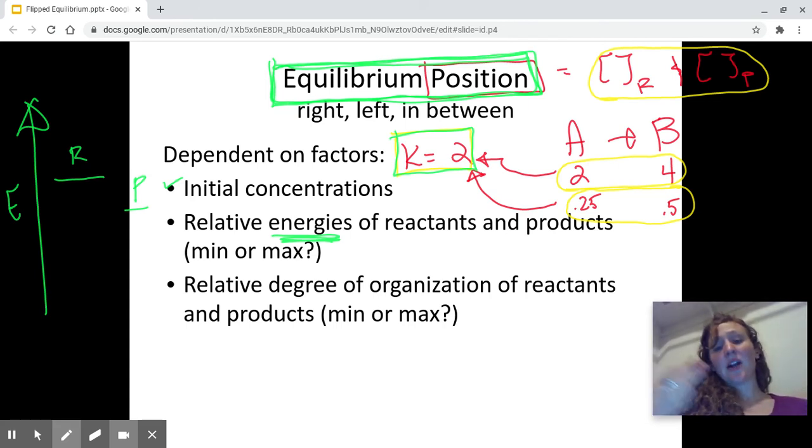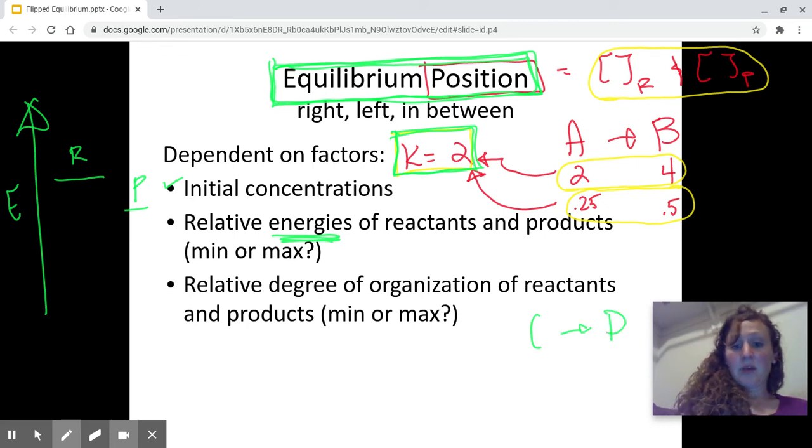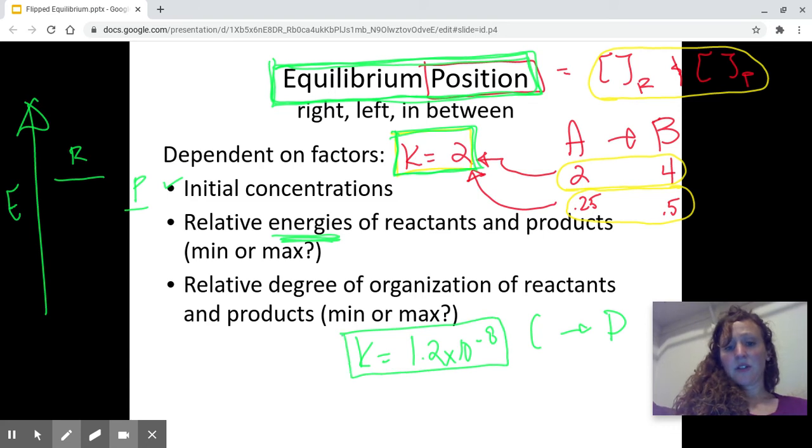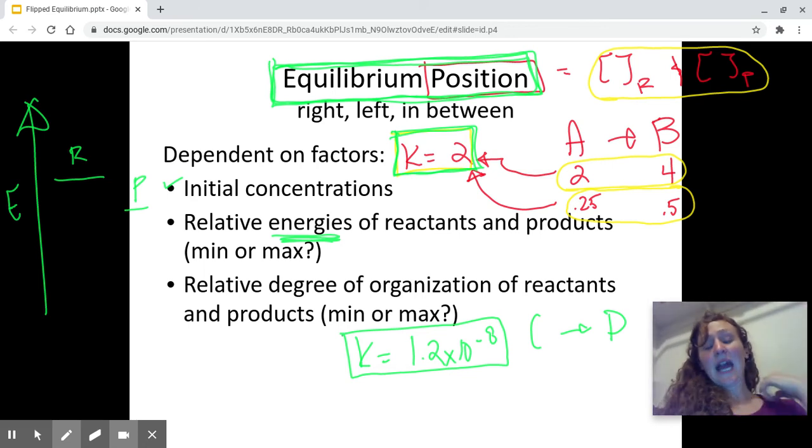This is why not all reactions have the same ratio. All reactions have their own individual ratio of products to reactants. A to B might have a ratio of 2. C to D might have a ratio of 1.2 times 10 to the negative 8th. Those relative energies of reactants and products are going to lead to different equilibrium positions, but the reaction has a very consistent law of mass action.